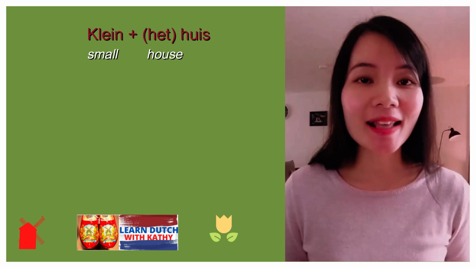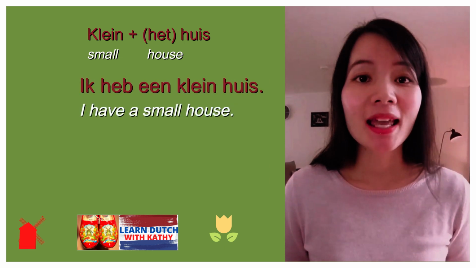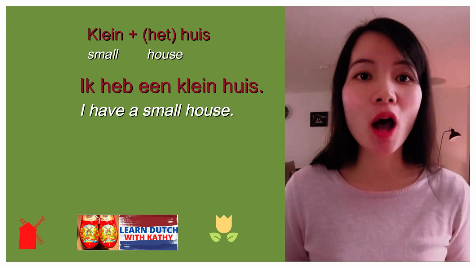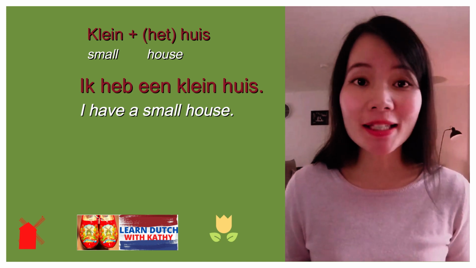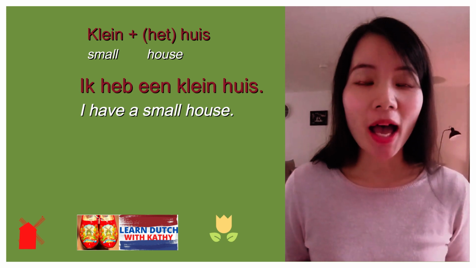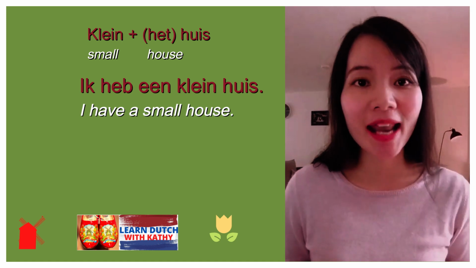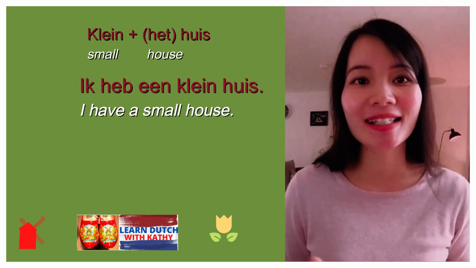So, what would I say if I want to say I have a small house? Ik heb een klein huis. So, it is quite simple and similar in English that you say small house is klein huis. You just put the adjective in front of the noun. You already have a sentence.